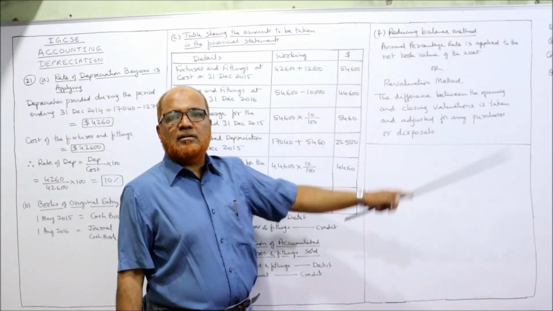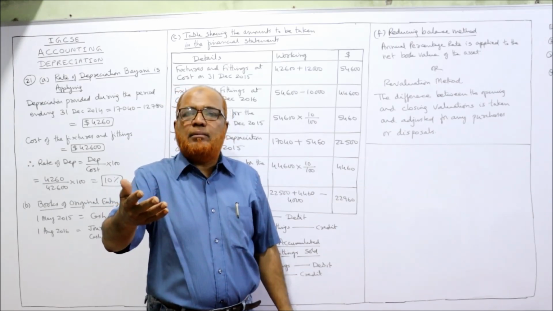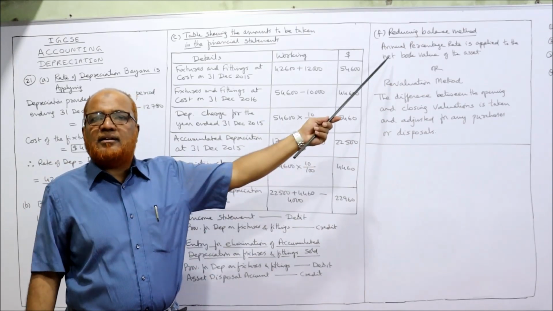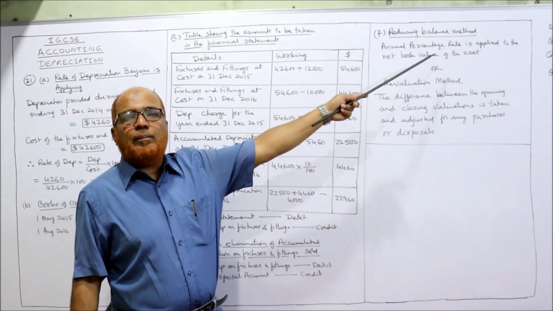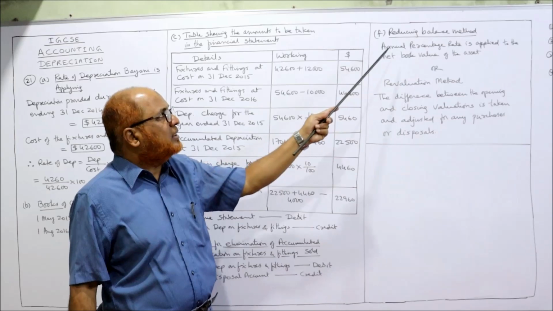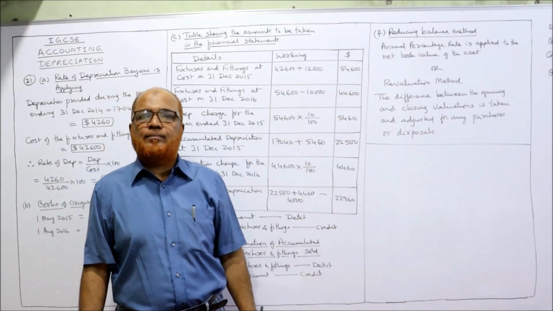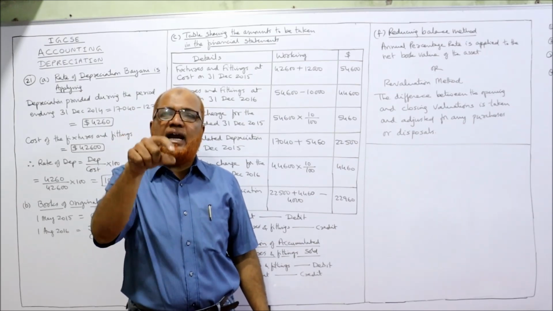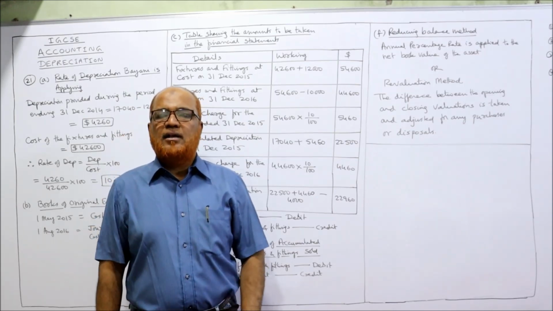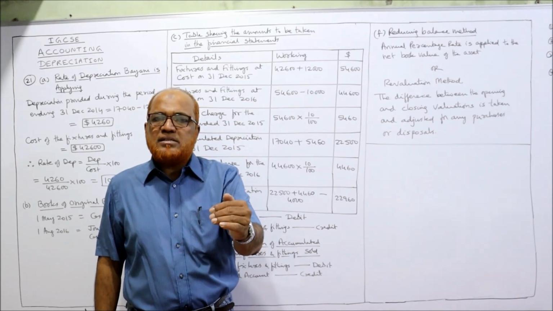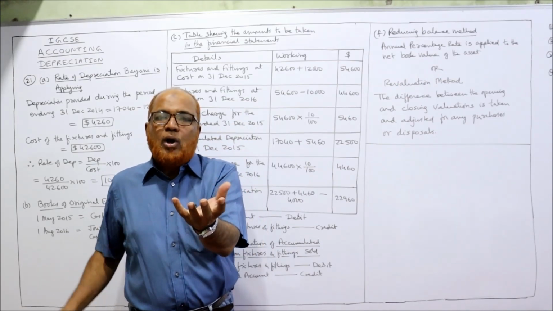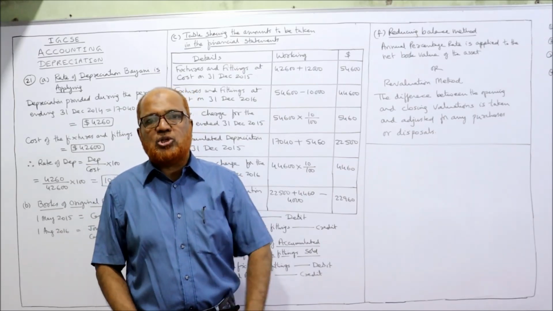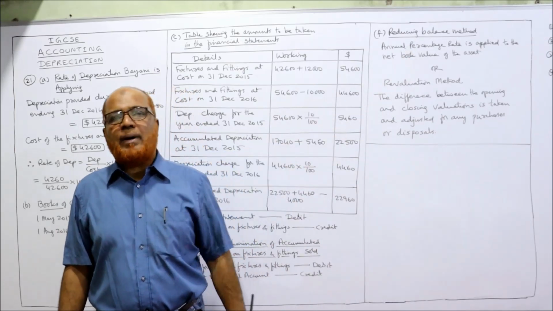Reducing balance method. Apart from straight line method, the other method is reducing balance method. How is depreciation calculated under reducing balance method? Annual percentage rate is applied on the net book value of the asset. That means after deducting depreciation, whatever is the net book value, on that net book value, the percentage is applied for calculating depreciation according to the reducing balance method.